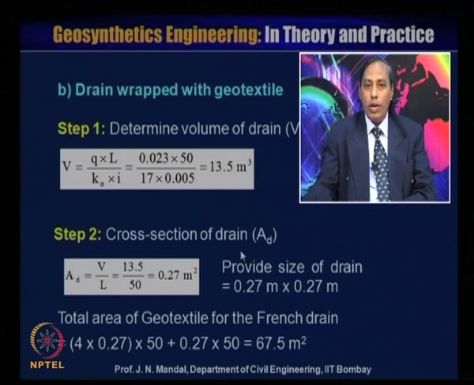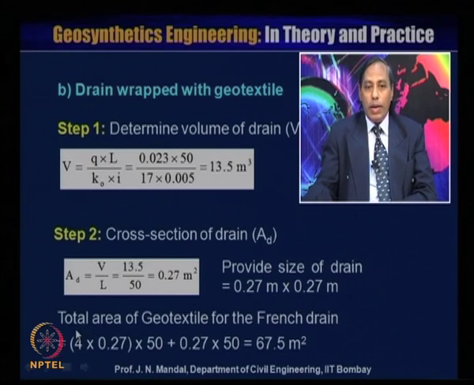Step 2, cross section of the drain AD. So cross section of the drain AD is equal to V by L. V is 13.5 divided by L is 50 meter. So this is equal to 0.27 meter square. So provide the size of the drain 0.27 meter into 0.27 meter. You can see how the area can be drastically reduced due to the introduction of the geotextile material.